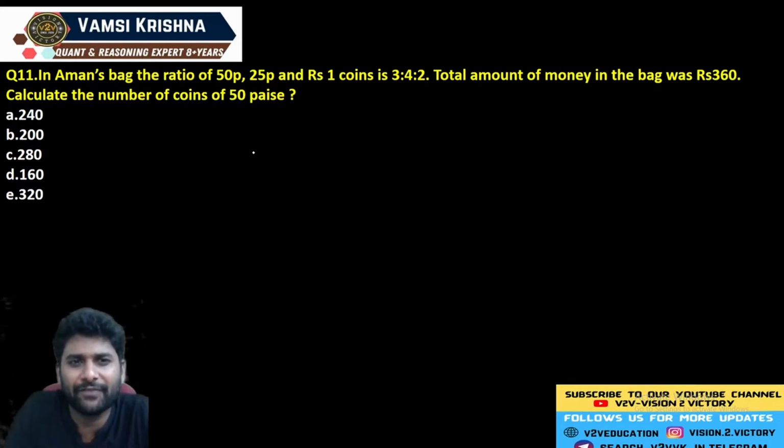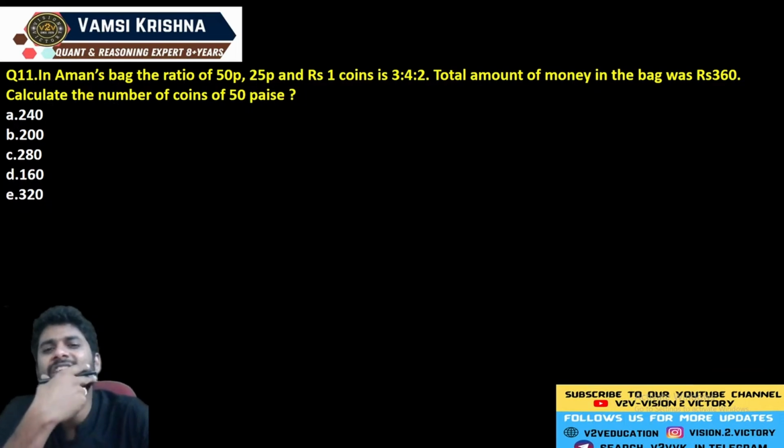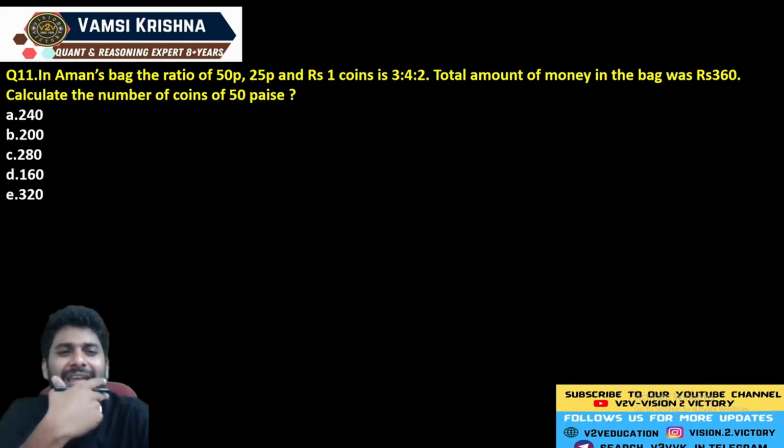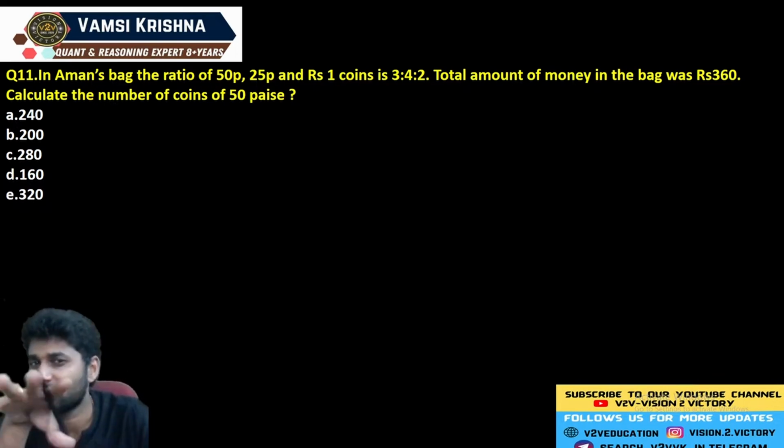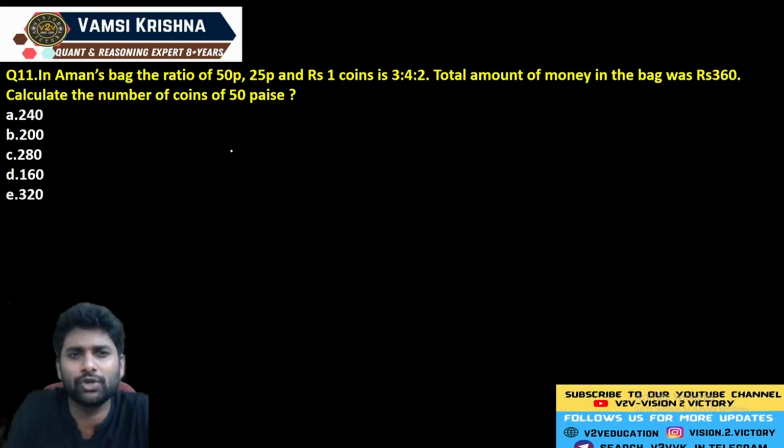Aman's bag has 50 paisa, 25 paisa, and 1 rupee coins in the ratio of 3 is to 4 is to 2. The total amount of money in the bag was 360 rupees. Calculate the number of coins of 50 paisa. Either you can take the information in terms of paisas or in terms of rupees. So convert the whole data into rupees. 50 paisa means half a rupee. 25 paisa means one fourth of a rupee. And it's 1 rupee.